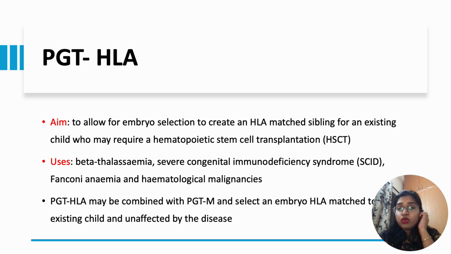Suppose there is a child who has beta thalassemia or SCID or Fanconi anemia, or some hematological malignancies. So for the next child, we can select such an embryo so that we can make an HLA matched sibling, so that hematopoietic stem cell transplantation we can do for the elder sibling. So PGT-HLA may be combined with PGT-M to select an embryo that is HLA matched with the existing child and that is unaffected by the disease.